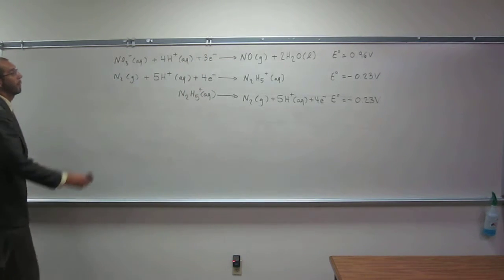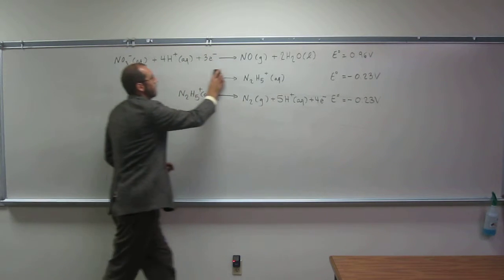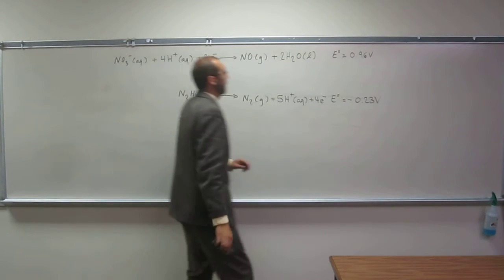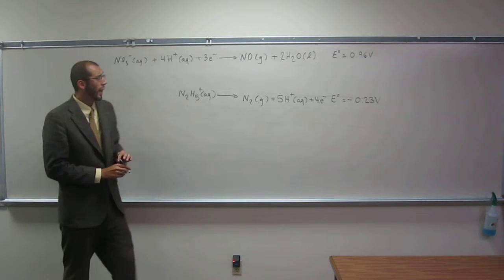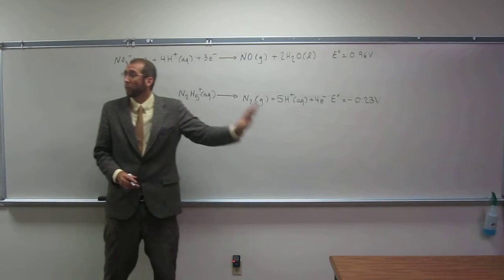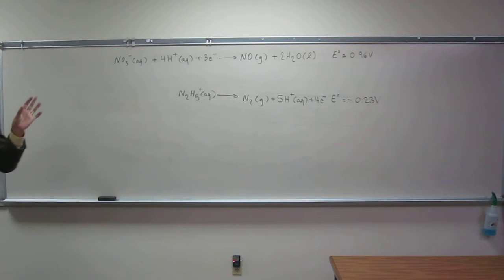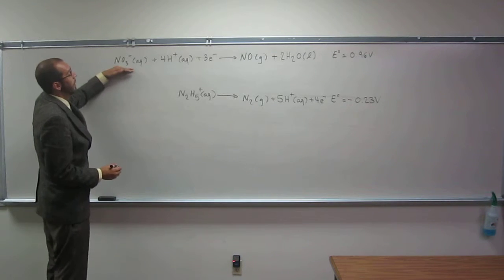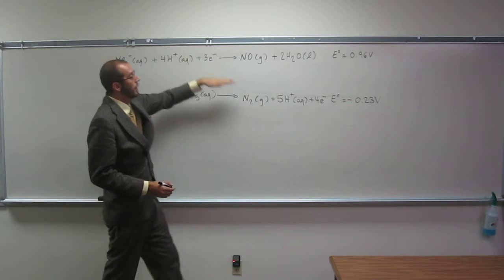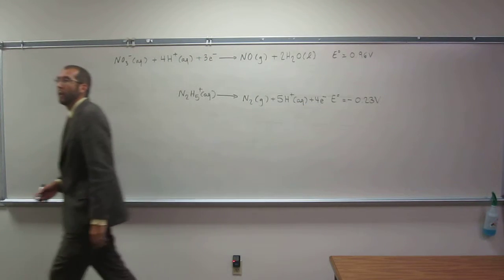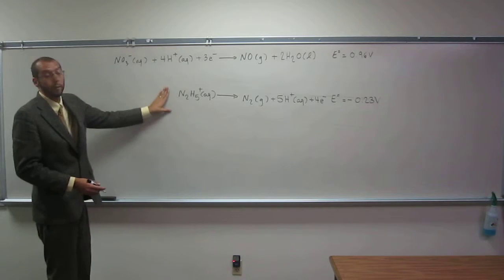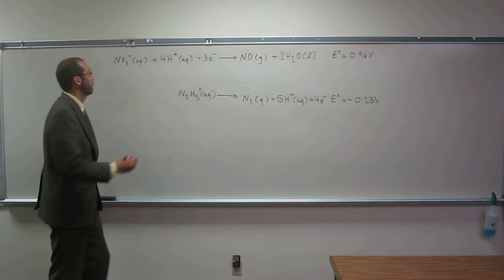So I'm going to erase this middle equation. And we're just going to work with these two equations here. So we have to do the same thing like we have been doing, balancing these equations with respect to the number of electrons that they've got. Okay? So this one up here has 3 electrons. This one has 4, so we have to look for a common factor, right? So we're going to multiply this one times 3 and this one times 4, okay?